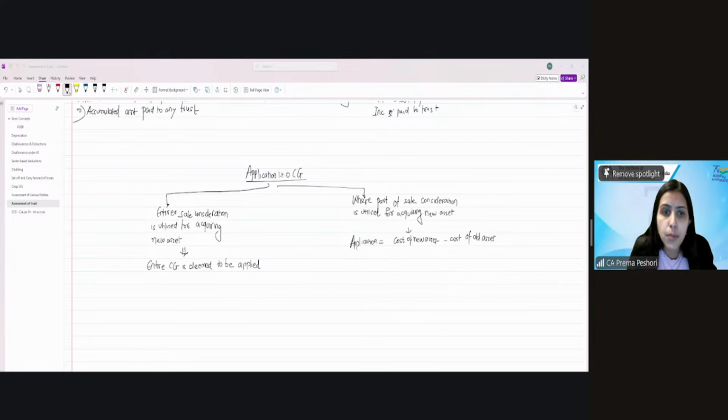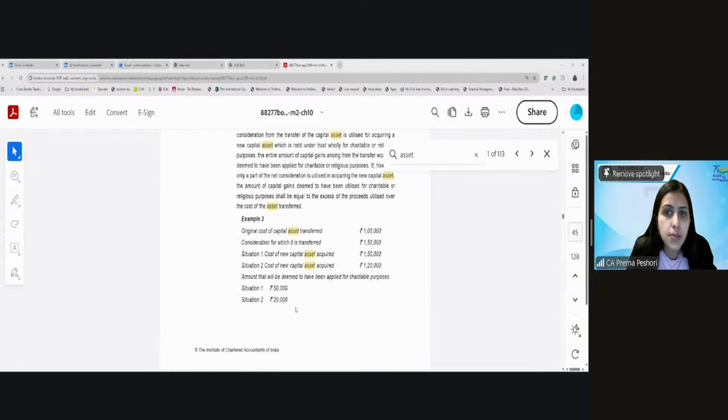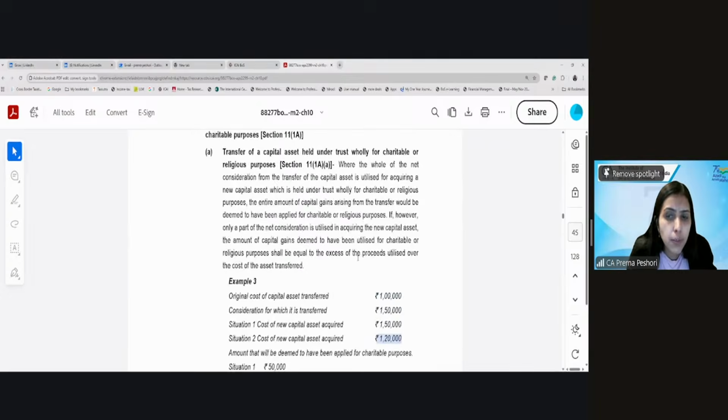So let us take an example from the module itself. Let's say the original cost of the asset transferred is 1 lakh. Consideration for which it is transferred is 1.5 lakh. Now, cost of the new asset acquired is 1.5 lakh in the first situation, and in the second situation, it is 1.2 lakh. What will be the capital gain applied for the charitable purpose in the first scenario? Here the capital gain is 50,000. Yes or no? Yes, ma'am. If 1,50,000 is invested in the new asset, then the entire 50,000 will be considered as the application.